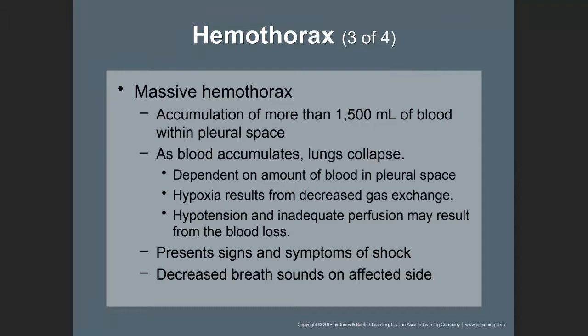Massive hemothorax. This is the accumulation of more than 1,500 mL of blood within the pleural space. As blood accumulates, the lungs collapse. Dependent on the amount of blood in the pleural space, hypoxia results from decreased gas exchange. Hypotension and inadequate perfusion may result from the blood loss. Patients present with signs and symptoms of shock. Decreased breath sounds on the affected side will also be present.